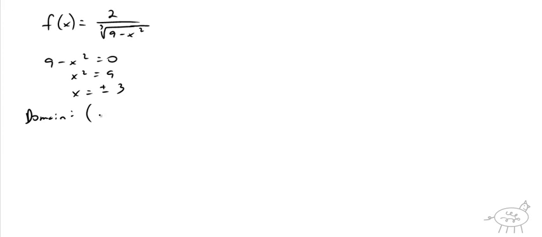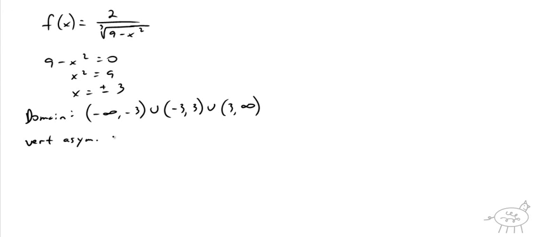is going to be negative infinity to negative 3, union negative 3 to 3, union 3 to infinity, because it doesn't include those values, right? And another thing we can pull off of this is the vertical asymptotes. That's kind of nice because we need to graph it. And those are going to be, and don't forget, x equals negative 3 and x equals 3. Okay, you need to have that x equals. It's important. Don't give me a 3 and a negative 3.